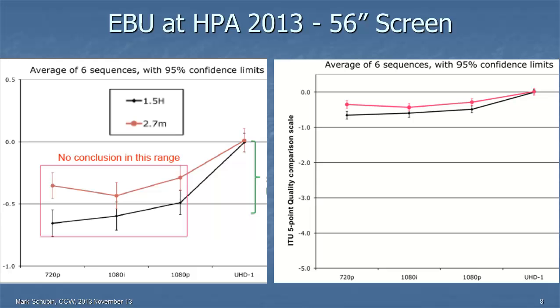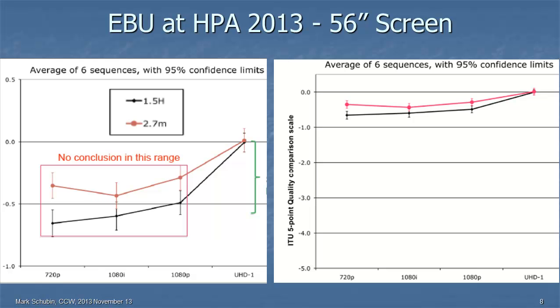Here's a report that the European Broadcasting Union did at the Hollywood Post Alliance Tech Retreat this year in February. It's a result of their viewer tests of 4K. They were showing it on a 56-inch screen at two distances. One was 2.7 meters, or the Lechner distance, roughly 8.8 feet, standard TV viewing distance. The other was at 1.5 times the picture height. And they tested 720p, 1080i, 1080p, and UHD1, or this so-called 4K.